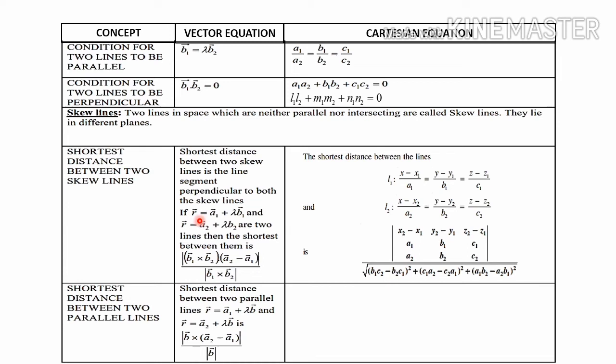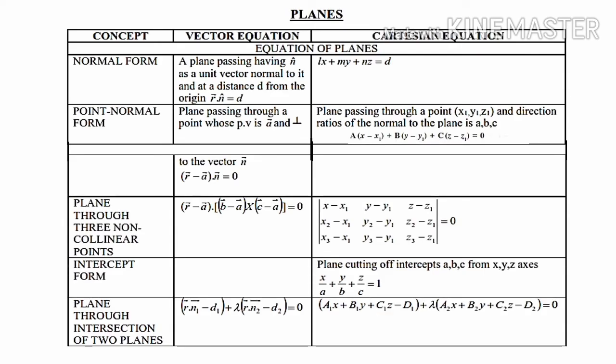When equations are given to you in this form, that is r is equal to a plus lambda b, you must be able to identify vector a and vector b. Then direction ratios and direction cosines, x1, y1, z1, x2, y2, z2, all these things you must know how to identify from the equations. Next, we shall bring the formulae for planes under one frame.